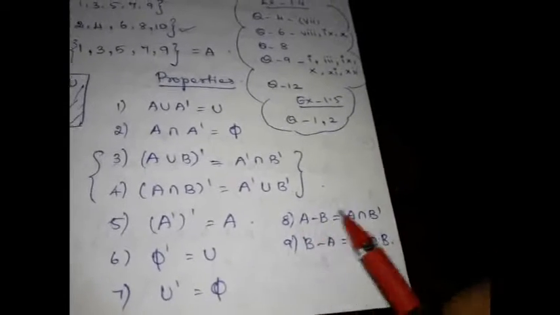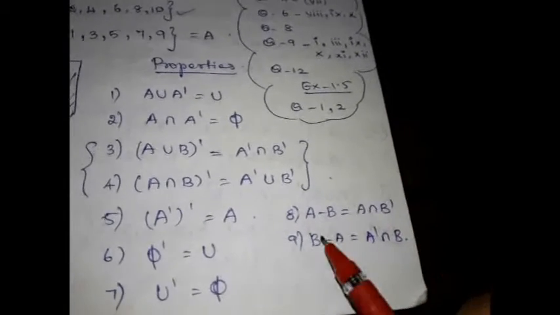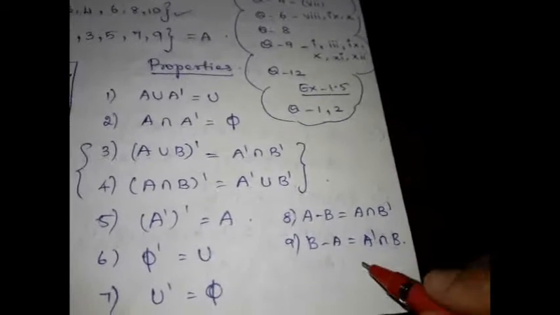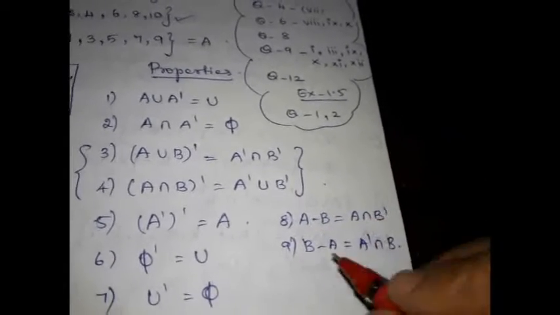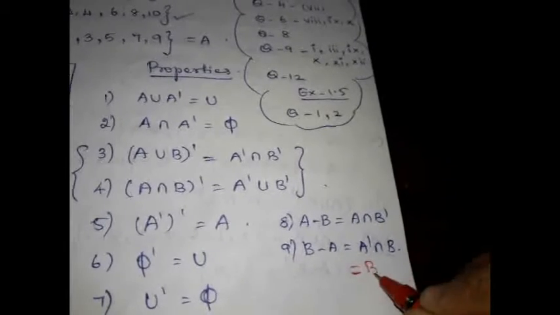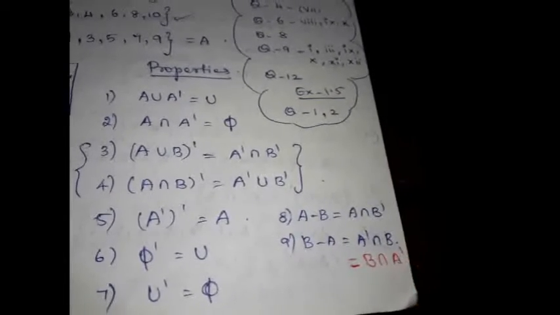Okay, A dash intersection B, or else you can remember in this way also. A minus B is what? The first set intersection, the second set's complement. When it comes to B minus A, the same thing you can follow. The first set should be written as such. So, first set is B intersection, second set's complement A dash.